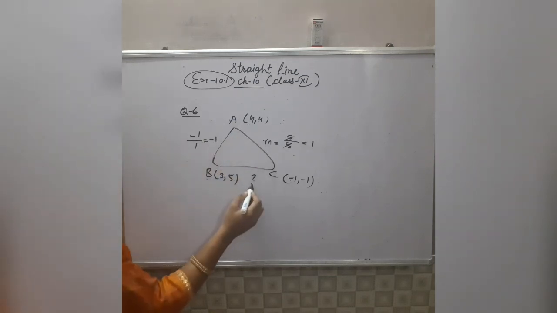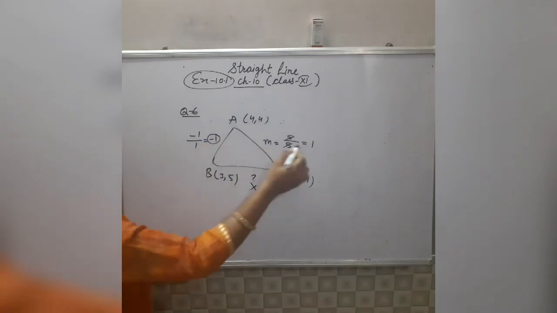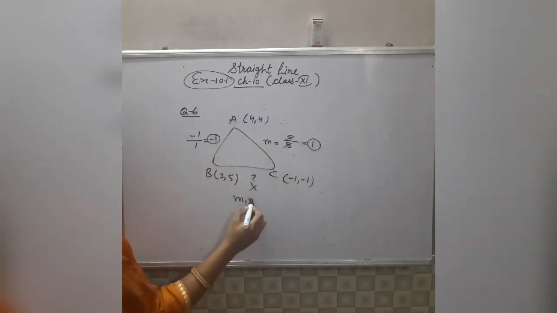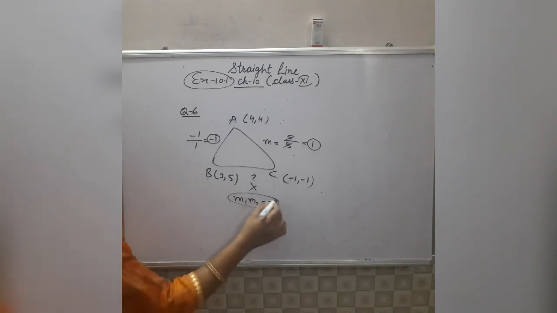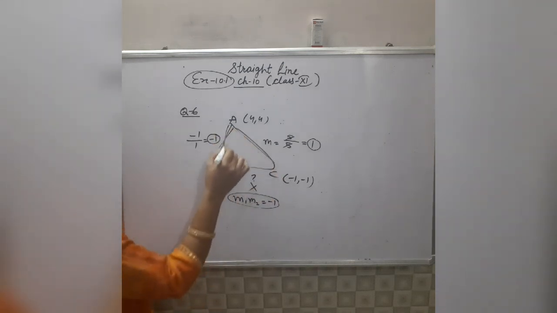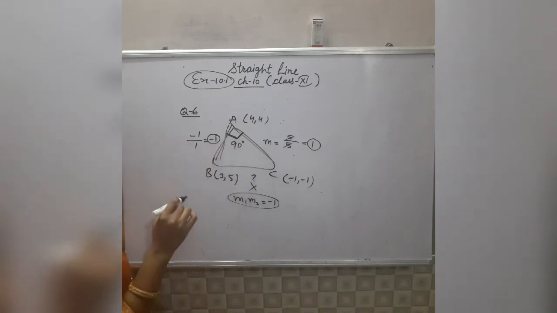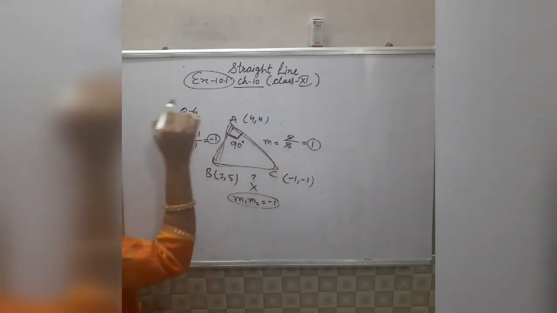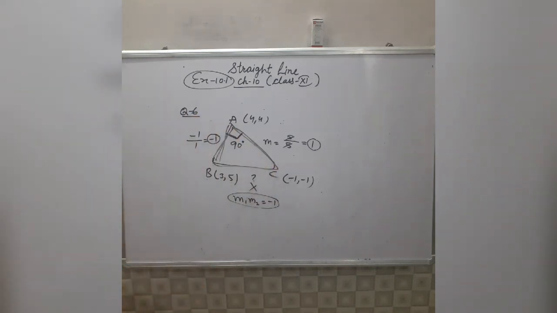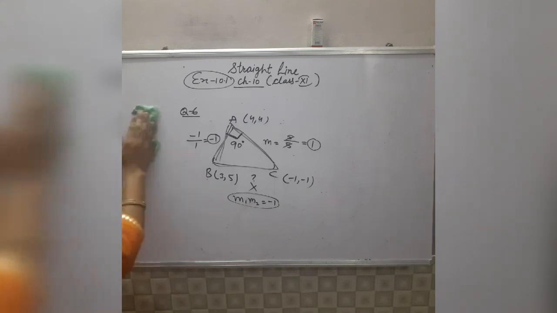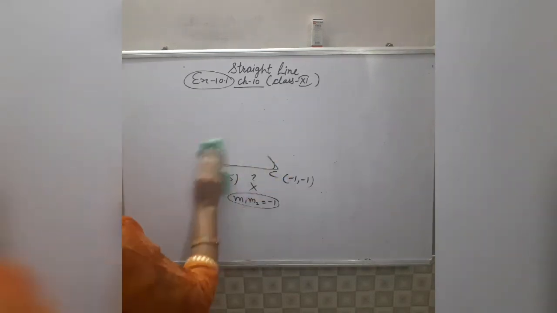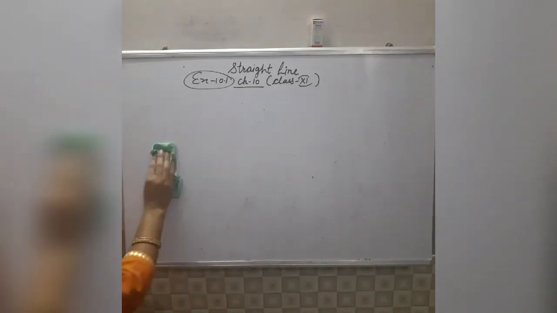We do not need to find the slope of this, because here if you see the product of these two values, 1 and -1, it will be -1. If the product is -1, it means these two lines are perpendicular. These two lines are perpendicular means this angle is 90 degrees, or you can say this complete triangle is a right angle triangle. So this is question number 6. Now see the next question, the last question of this video.